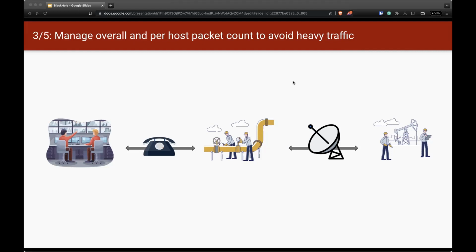So in this example, we have a pipeline in the middle of nowhere where you can't get fiber or DSL. Instead, they have to rely on phone service and a modem. And then you also have a pump that's in an even more remote location.